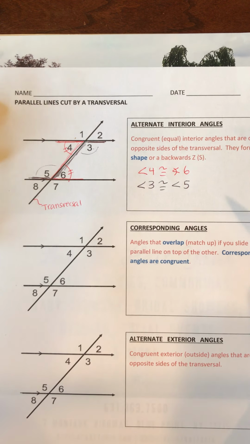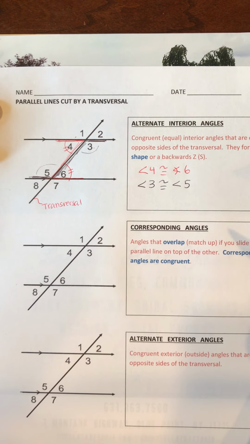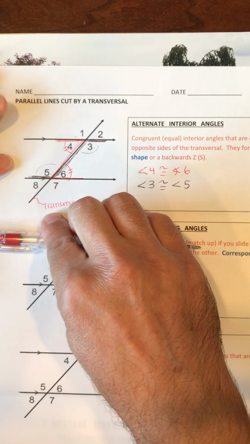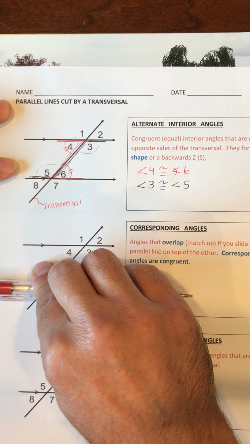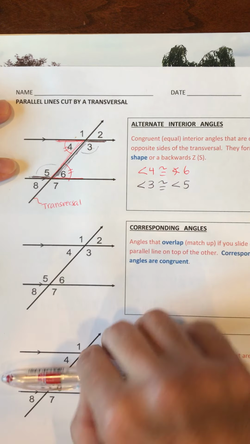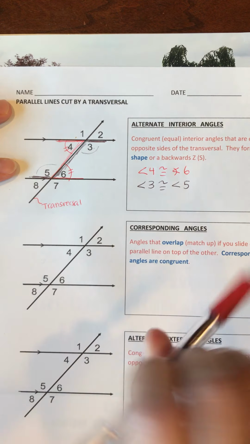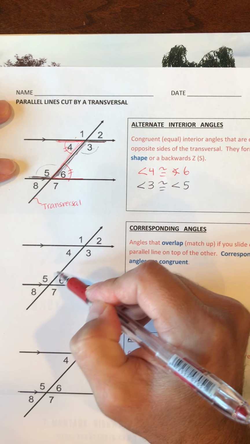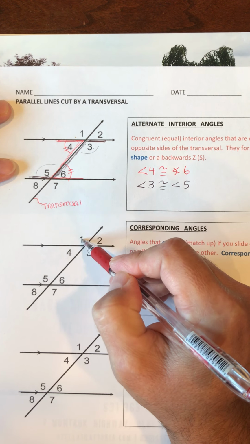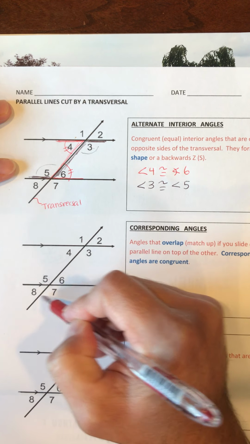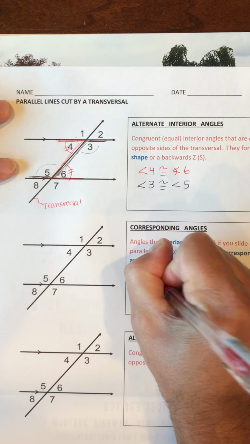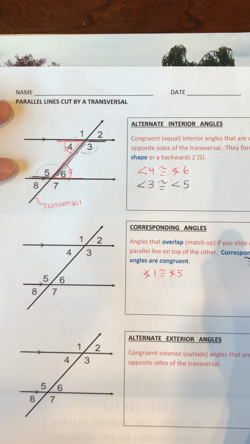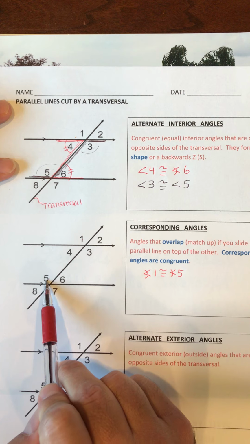The next angle relationship is corresponding angles. These are the angles that overlap if you took one parallel line and slid it down so that it overlapped the other. If I slid these down, hopefully you will see that angle 1 is in the same position as angle 5. Angle 1 would overlap 5. See how 1's on the top left? And on these 4 angles, 5 is on the top left. So angle 1 is congruent to angle 5. Those are corresponding because they're in the same location.